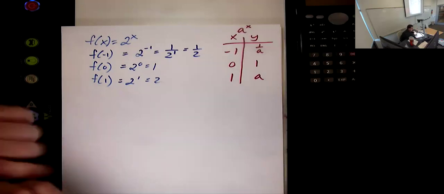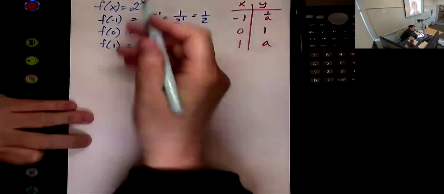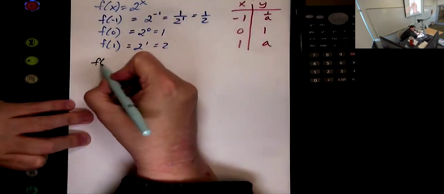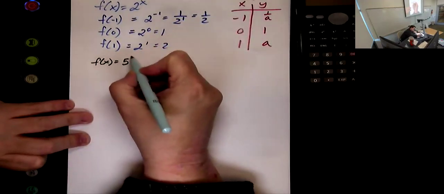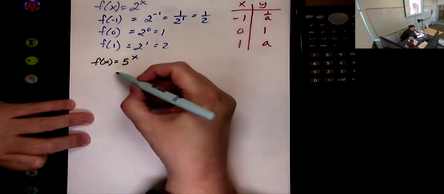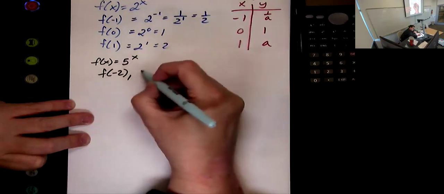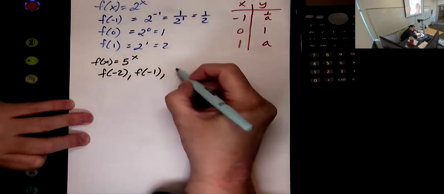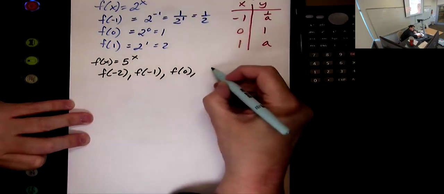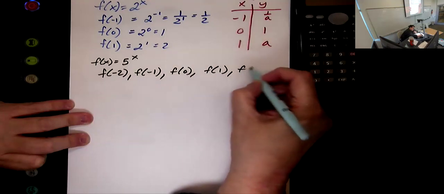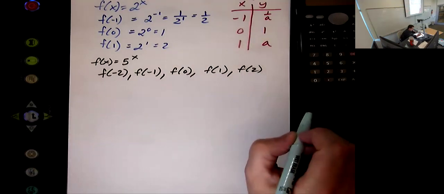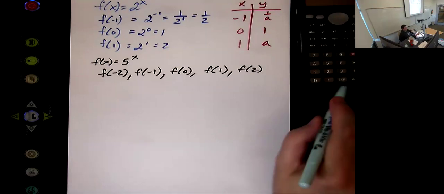I'll give you guys one to try. In fact, I'll give you f of negative 2, f of negative 1, f of 0, f of 1, and f of 2. Try finding those.